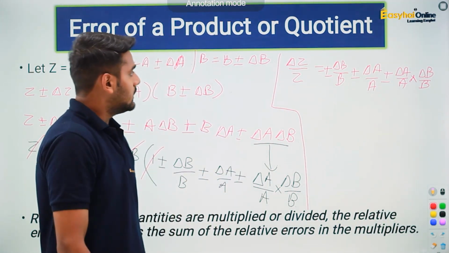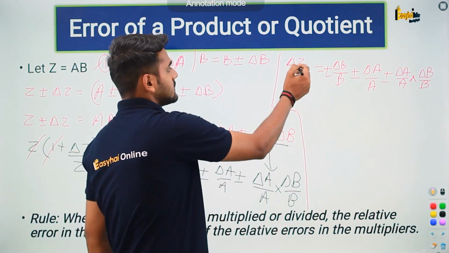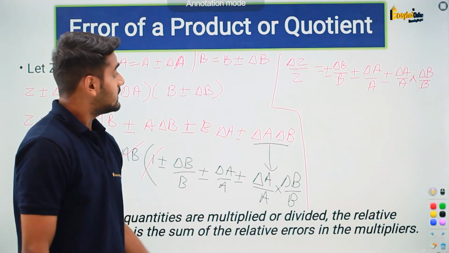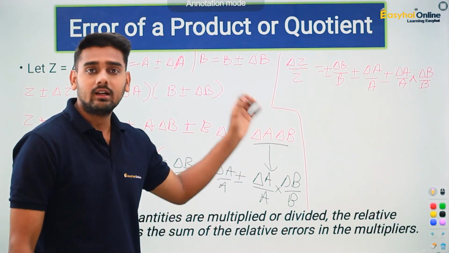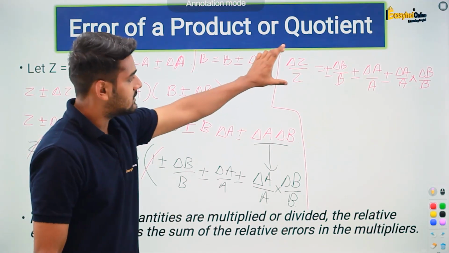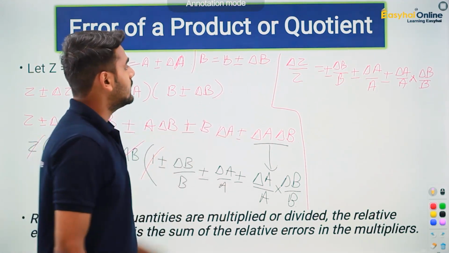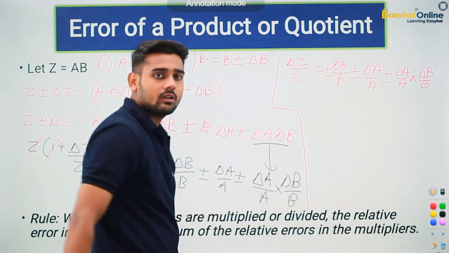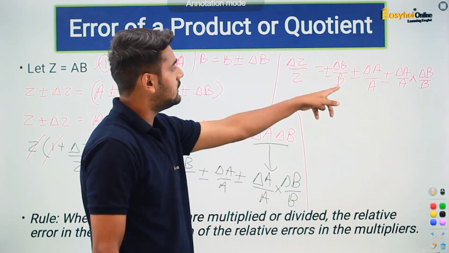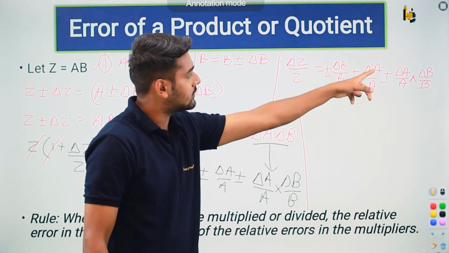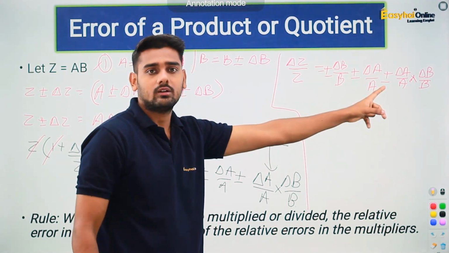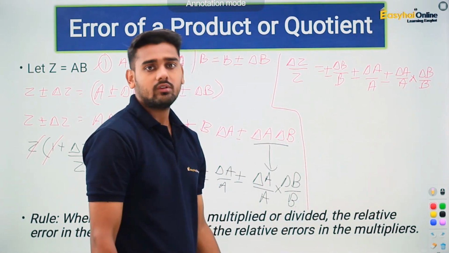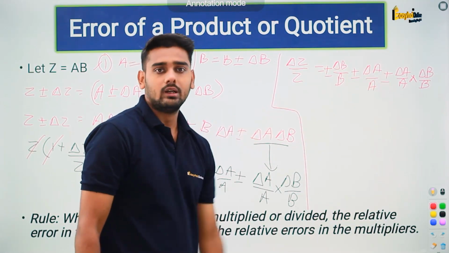Now in this case, first of all, look at this, this is delta Z upon Z. Does this look familiar to you? Yes, this is the relative error in Z. So the relative error in Z is going to be equal to plus minus delta B upon B. This is the relative error in B, the physical quantity B. And this is the relative error of the physical quantity A. And then this is just the multiplication of the relative errors of A and B.